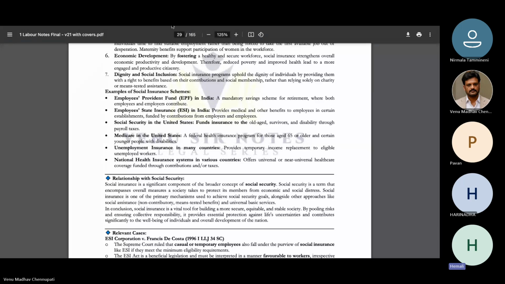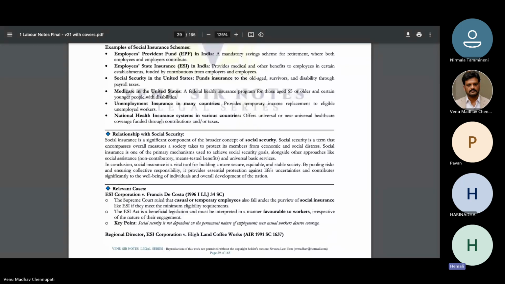Relationship with social security. Social insurance is a significant component of the broader concept of social security. Social security is a term that encompasses overall measures a society takes to protect its members from economic and social distress. Social insurance is one of the primary mechanisms used to achieve social security goals, alongside other approaches like social assistance, which is non-contributory and means-tested.